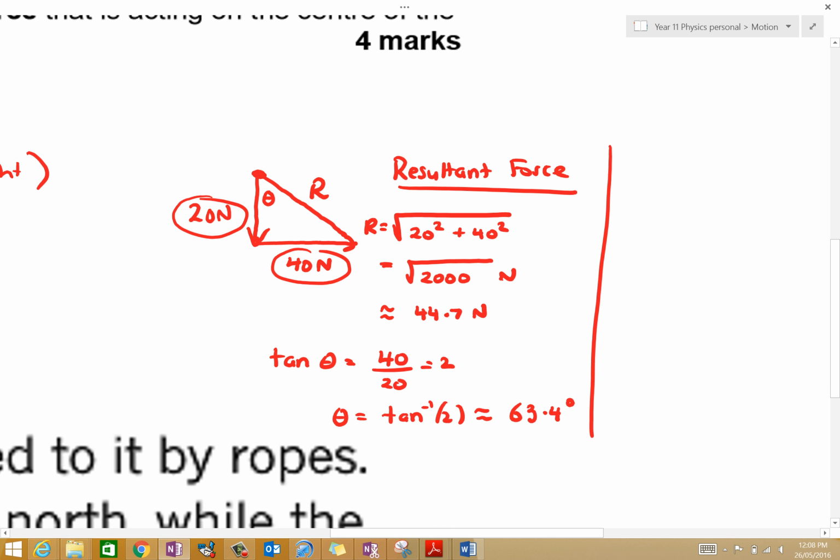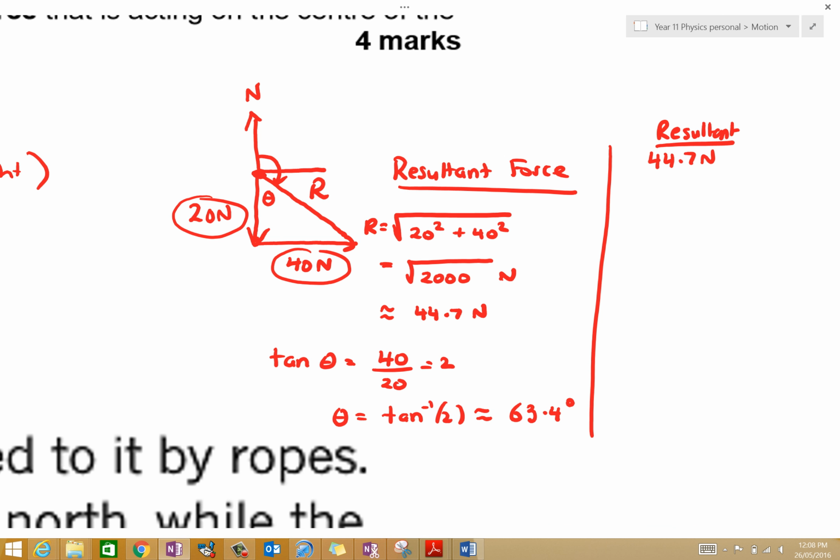So now we need to answer the question, what is the resultant force? Well, we could do it a few ways. First of all, if I've got 63 degrees in that direction and I've got true north in this direction, I could subtract 63 degrees from 180, and that's going to give me a true bearing, if you like. So I could say that we've got a resultant force of 44.7 newtons, and a bearing of 180 minus 63.4, which is what?